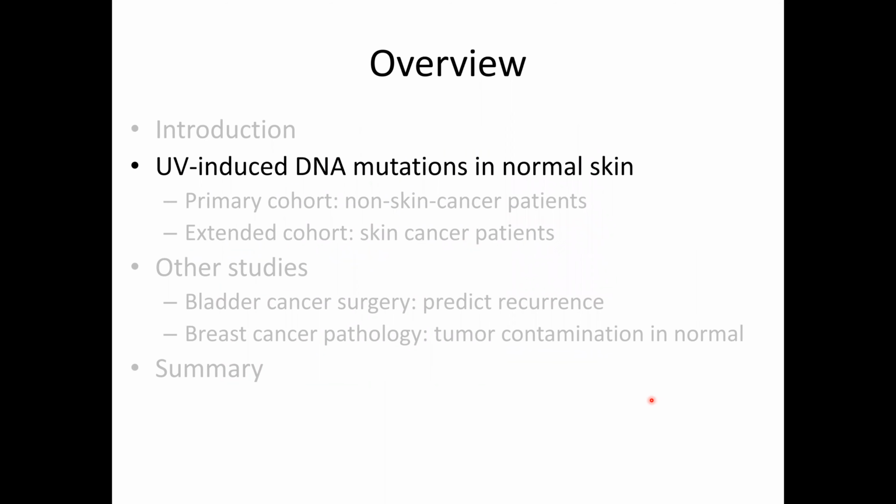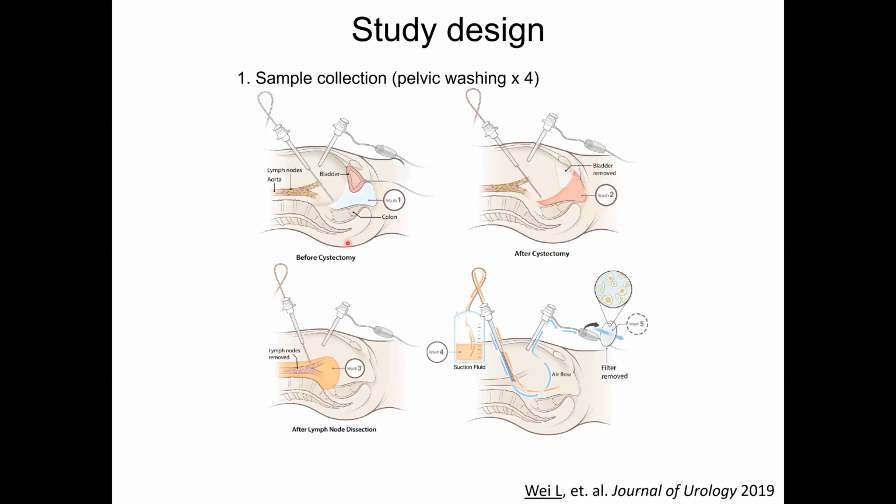The mechanism of recurrence is unknown. There's some theory about tumor spillage during surgery. So we tried to see if we can detect any residual tumor cells after the surgery to confirm there was no spillage. We designed this experiment, so we collected pelvic washings at multiple time points through the surgery: before the surgery, after the bladder was removed, after the lymph node was removed, and the suction fluid.